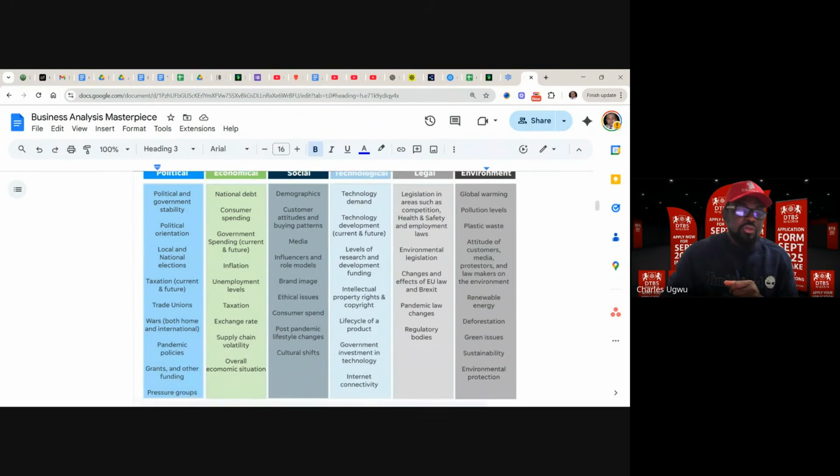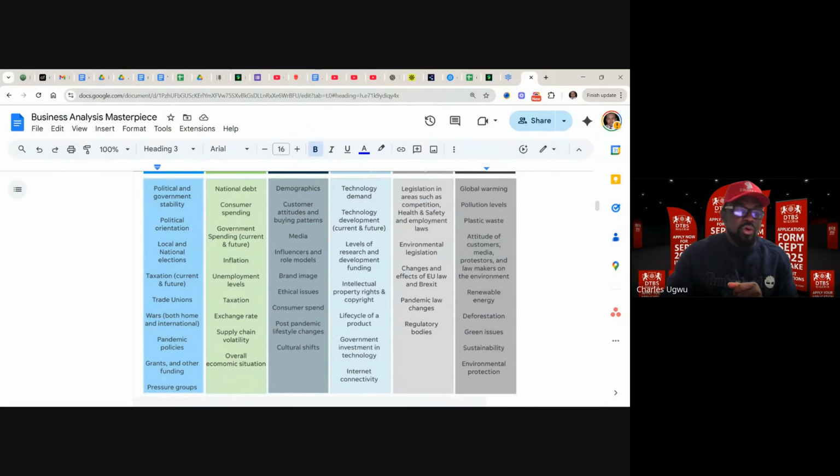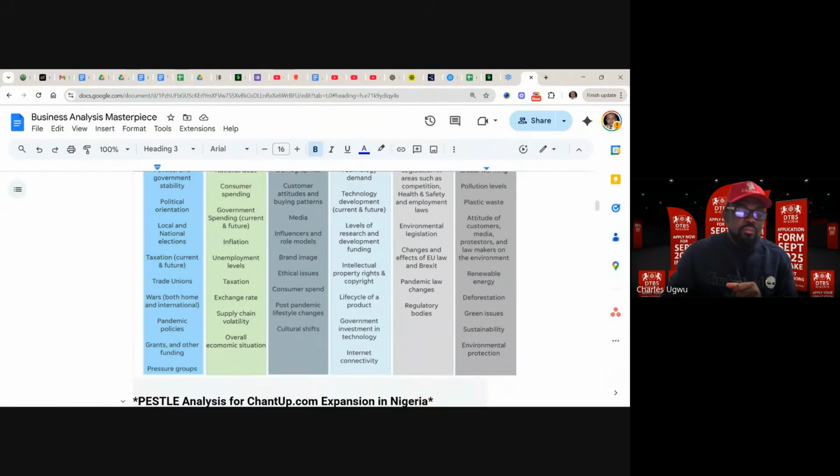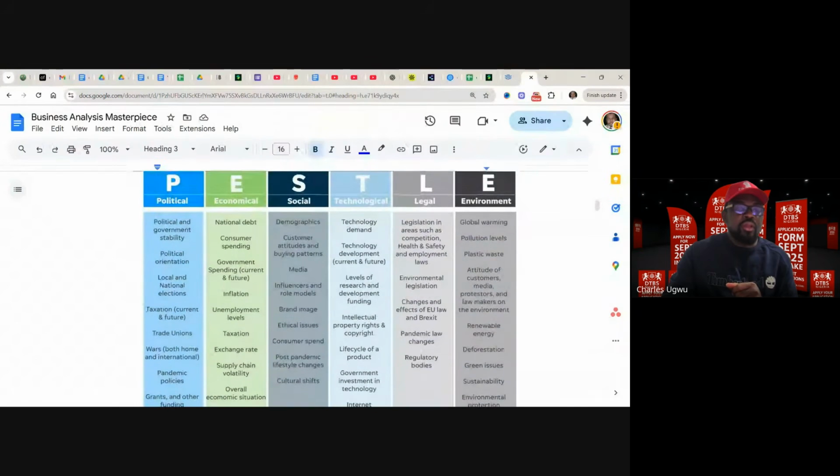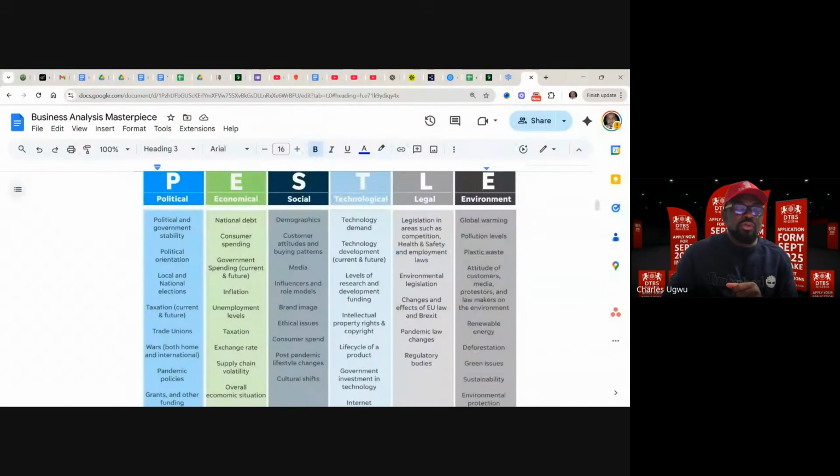We see trade union, we see war, both home and international, pandemic, policies, grants and funds available, and then pressure groups. If you want to start a social media business, or you have a social media business, you want to understand how these political factors are affecting that industry.